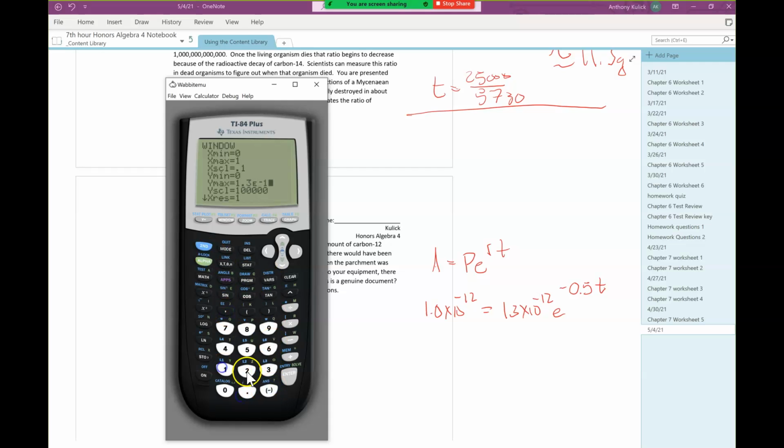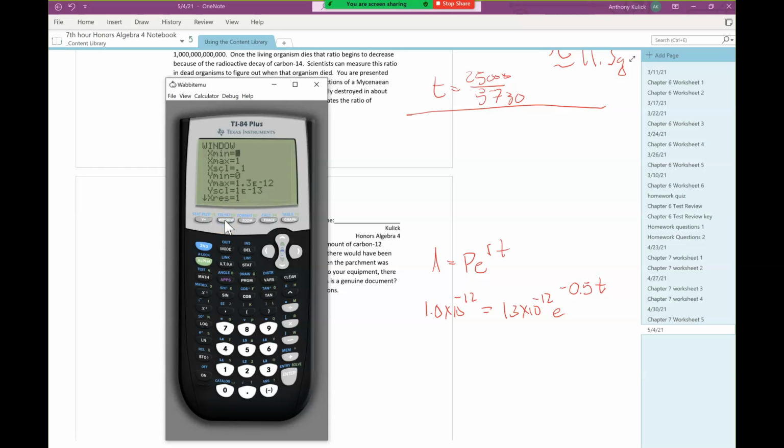And go up by 1 times 10 to the negative 13. So basically we'll get like 13 of those little tickies in there.